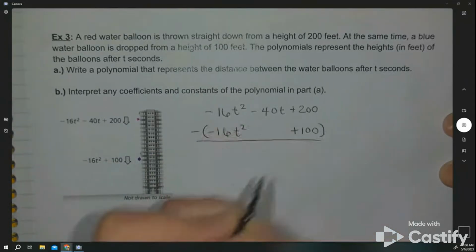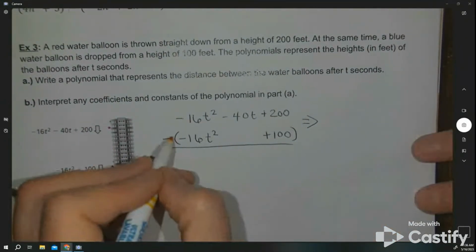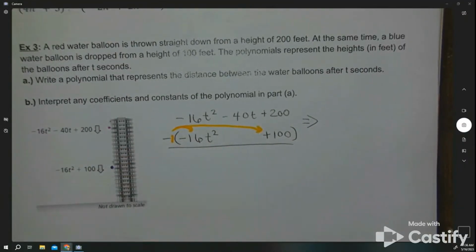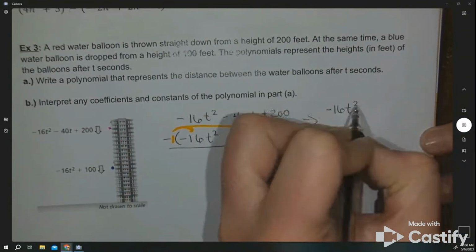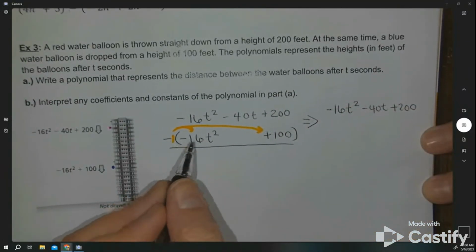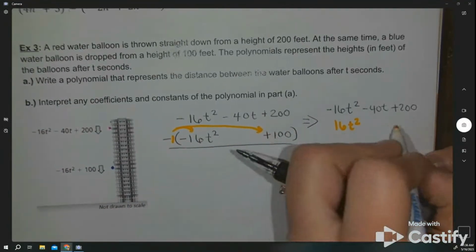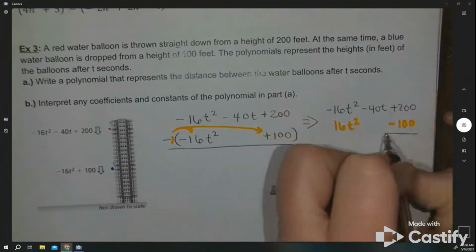This was subtraction. So let's simplify it for ourselves. Remember, again, we have to distribute this negative sign to everything inside. So we just have two things this time. So we've got the top was the same, negative 16t squared minus 40t plus 200. And then negative 1 times negative 16t squared is positive 16t squared. Negative 1 times positive 100 is negative 100. And we're going to add these things together.